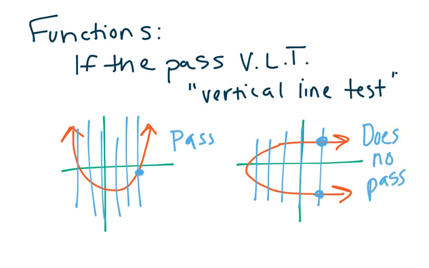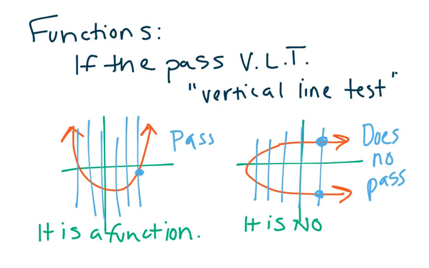And so because this one passes over here on the left, it is a function. And over here, it is not a function. And again, the reason that you would need it to be a function versus not a function comes into play when we later on talk about inverses and all of these good things. So that is your vertical line test.